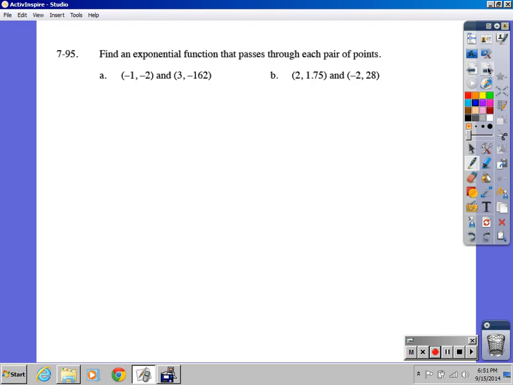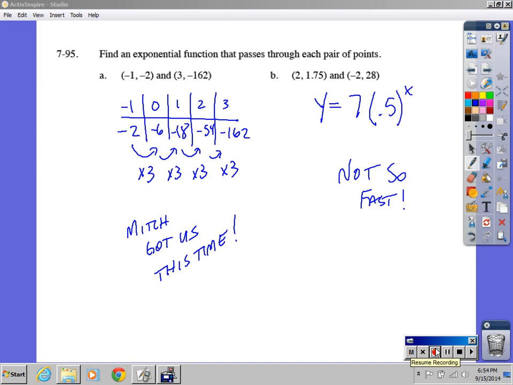Okay, find exponential functions that pass through each of those points. So go ahead and try that. I'm going to push pause right now, and when you come back, you'll see what those answers are again. And there we go for our answers. The first one there, we did get a little glitch because of the negatives, because it's decreasing. Okay, so Mitch got us that time.